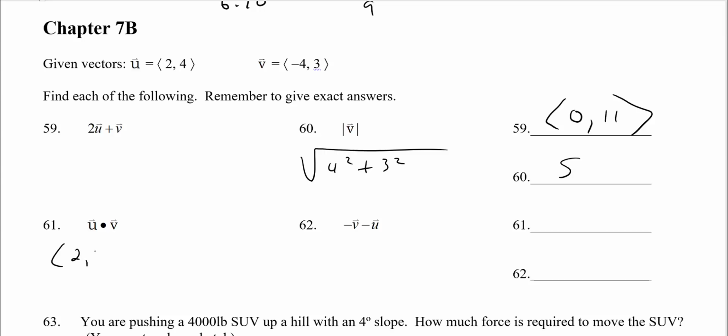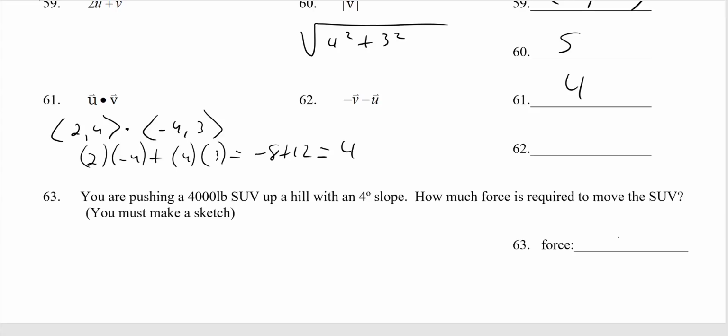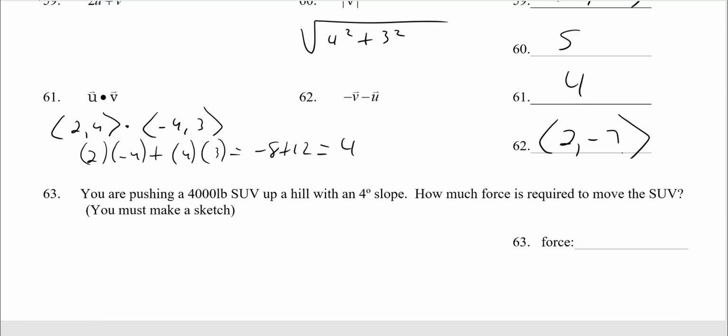Please, it's the dot product. So (2, 4) dot (negative 4, 3). Please don't give me a vector. It's 2 times negative 4 plus 4 times 3. So negative 8 plus 12 is 4. It's a number. Please don't give me a vector. And then that one is just putting a negative in front of it and subtracting, so that you get (2, negative 7). That's easy.